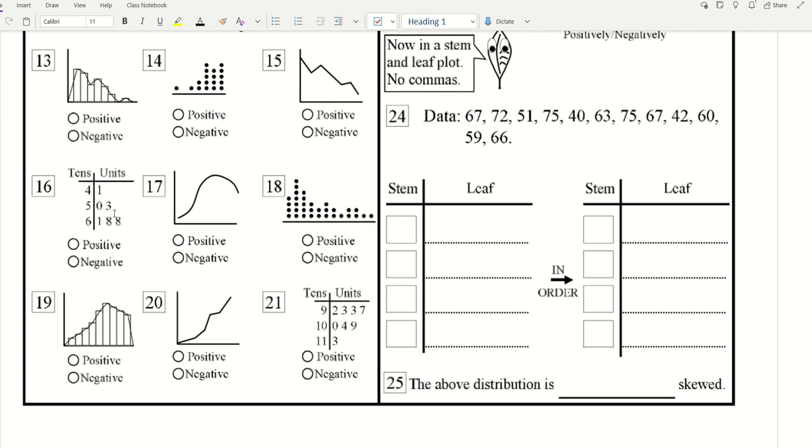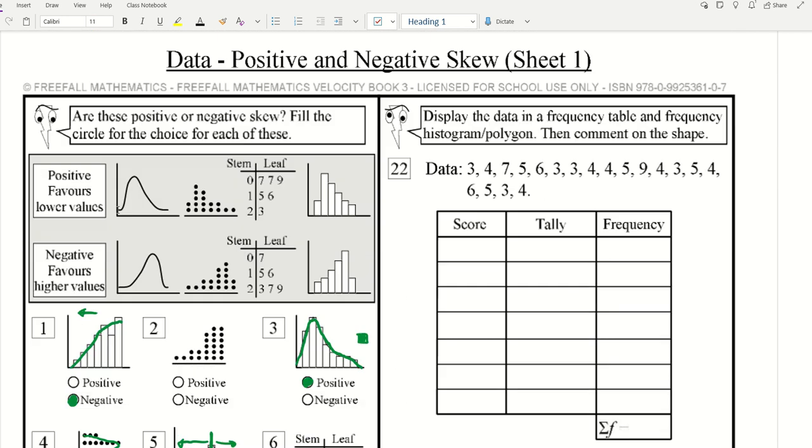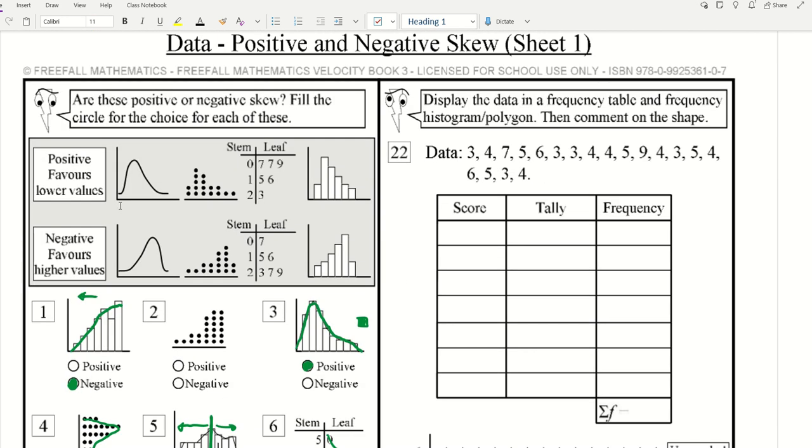Okay, so we'll do them. You've got 21 of those to do. And then for the second chunk, I'm going to come back and we'll have a look at displaying the frequency table and distribution, and then commenting on the shape.